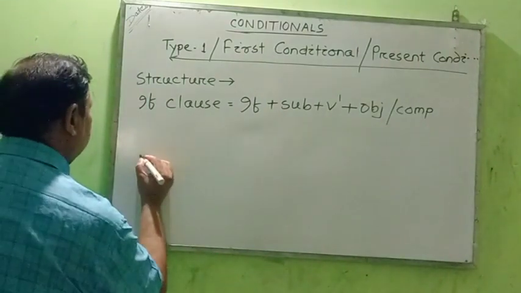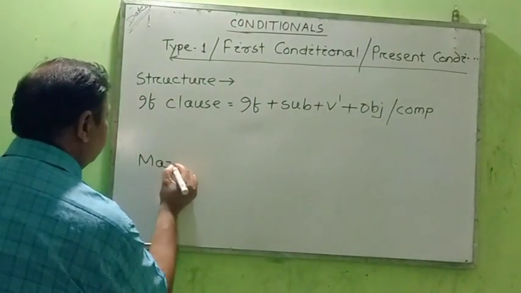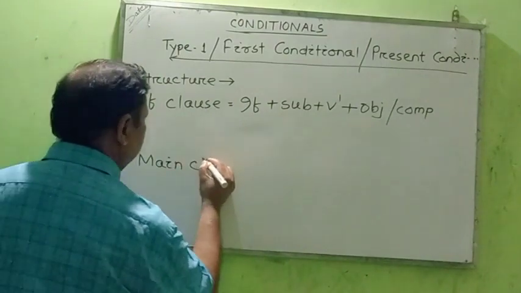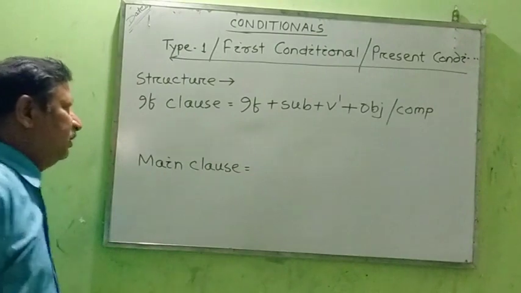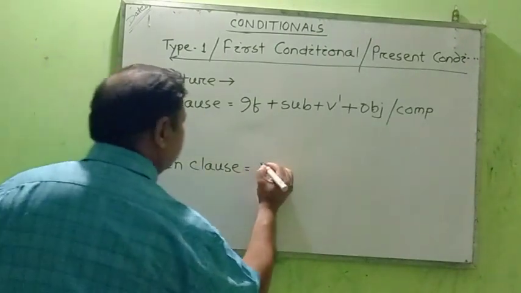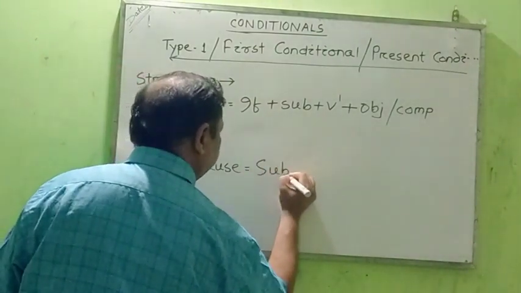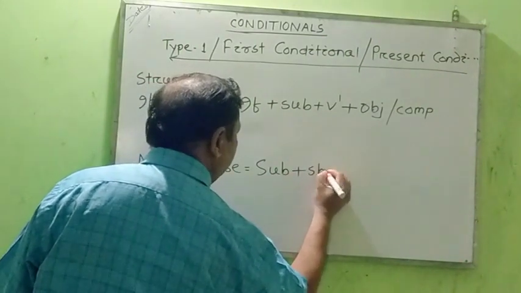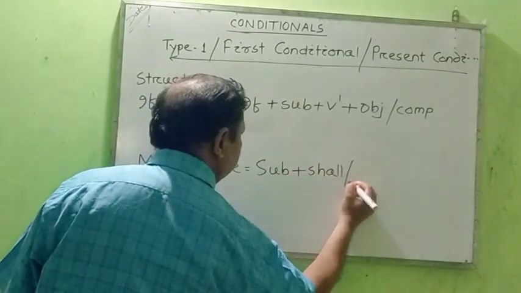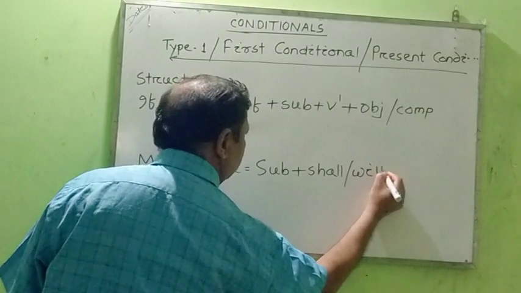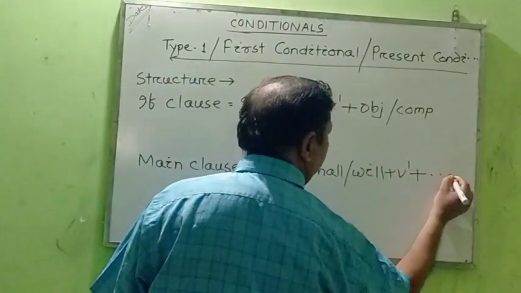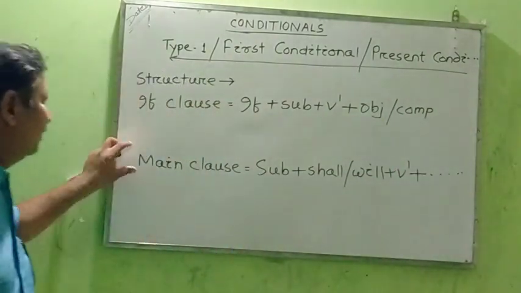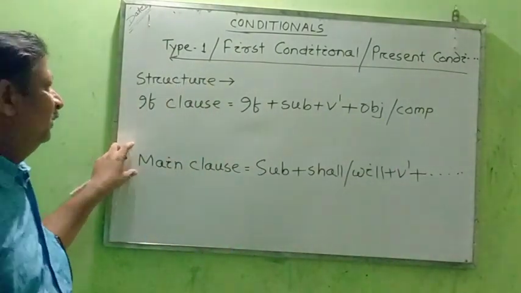and main clause is equal to subject plus shall or will plus verb 1 plus object or complement, if anything is there. This is the usual structure.